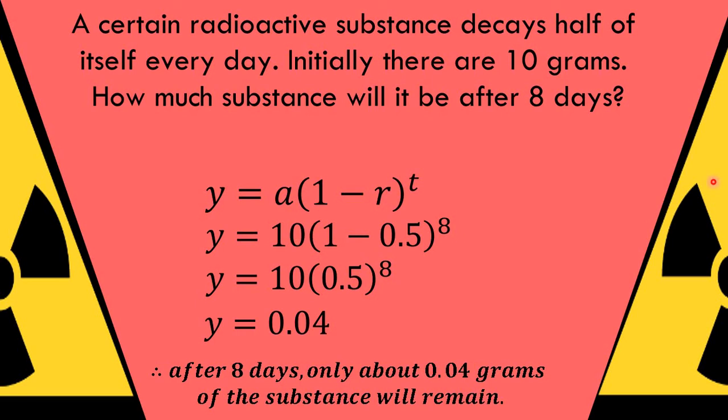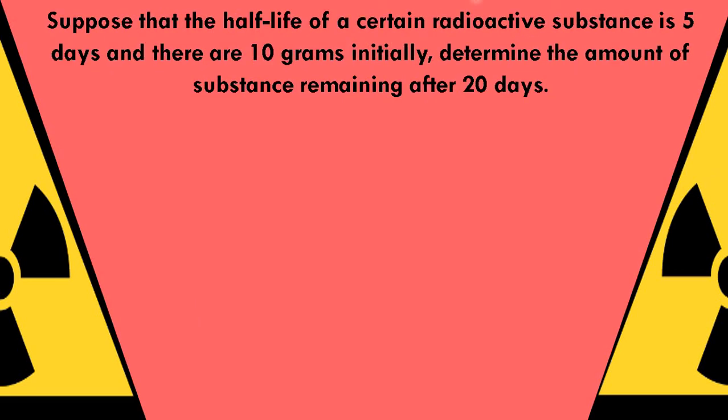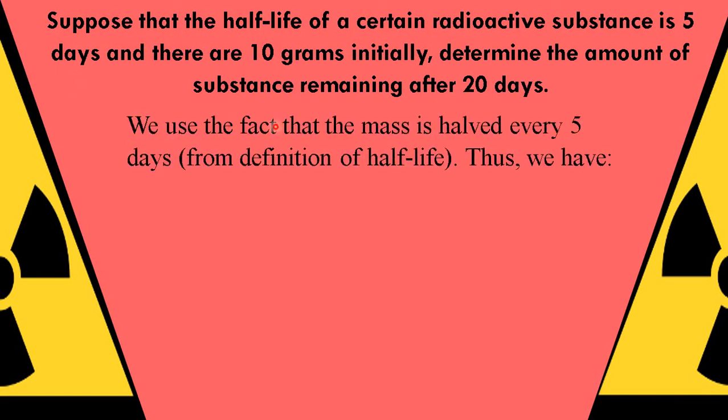And last one, we have: suppose that the half-life of a certain radioactive substance is 5 days and there are 10 grams initially. Determine the amount of the substance remaining after 20 days. Meaning, every 5 days, this certain amount of radioactive substance is halved. So it decreases by one half of itself. We use the fact that the mass is halved every 5 days.